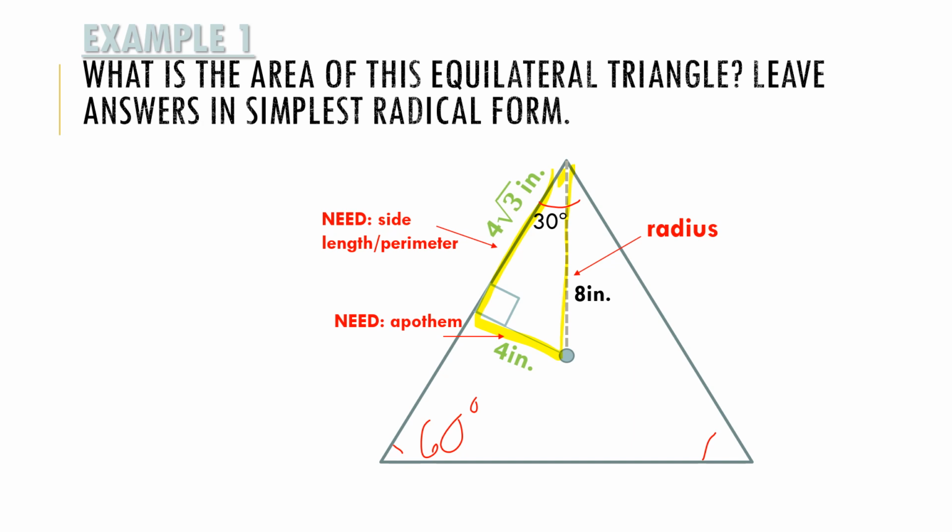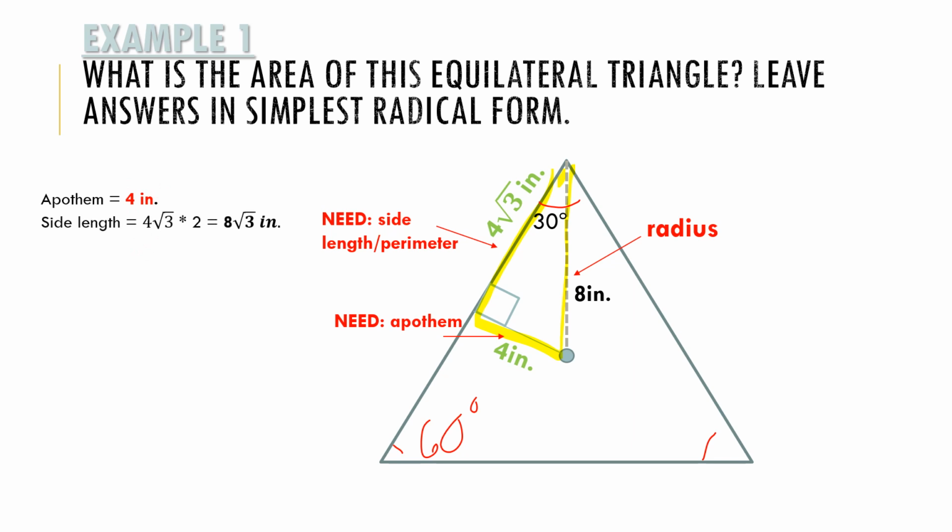So my side length of this little mini triangle is going to be 4 square root of 3. So 4 square root of 3 is not even my whole triangle side length, right? It's actually just half of it because the apothem goes to the midpoint of this side over here.